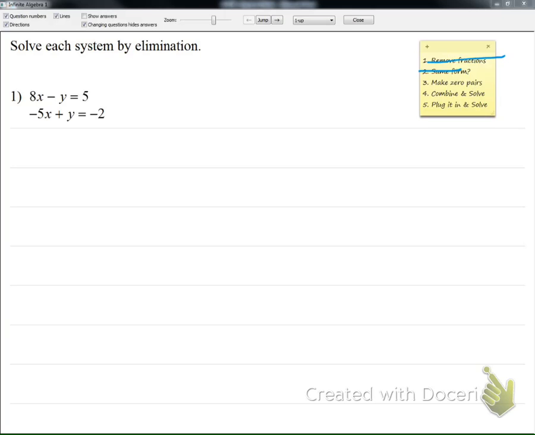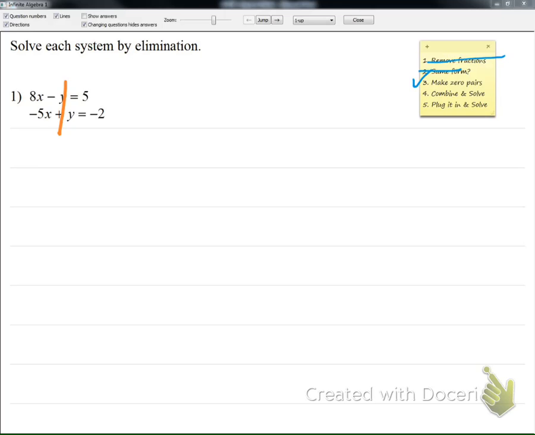Make 0 pairs. Well, look to see if you already have 0 pairs before you try to make them. Do you notice the 0 pair? Is it our x terms or our y terms? Those y terms are 0 pairs, because remember, if you don't see a number, the coefficient's 1, so we have a positive and a negative 1. That's a 0 pair. That eliminates. So we're done with step 3.